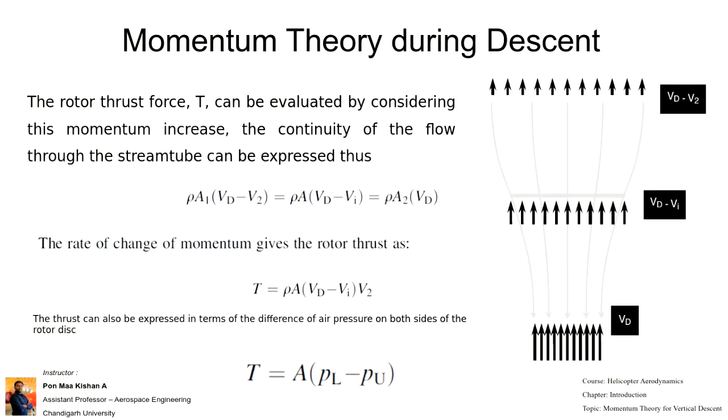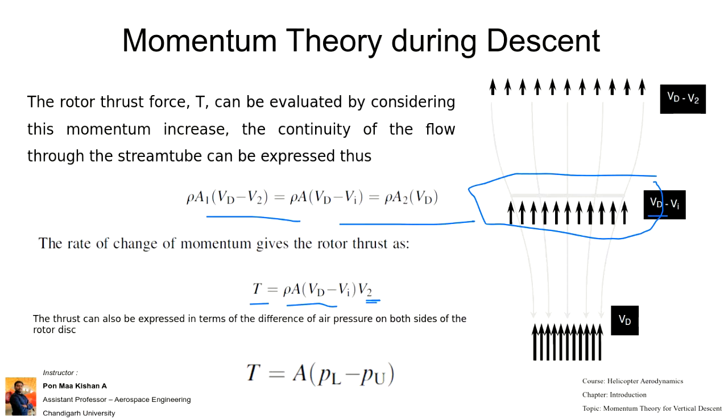Equating all those parameters, thrust is given by two terms: mass flow rate times velocity. The mass flow rate of this rotor is taken where the thrust force is going to act. So rho A Vd minus Vi is taken, multiplied by the outlet velocity, V2. So thrust is given.